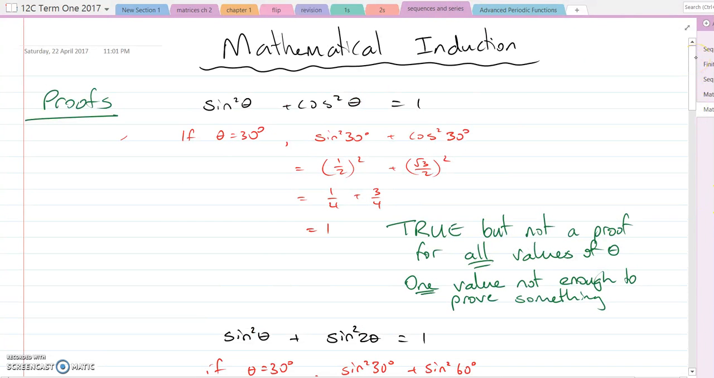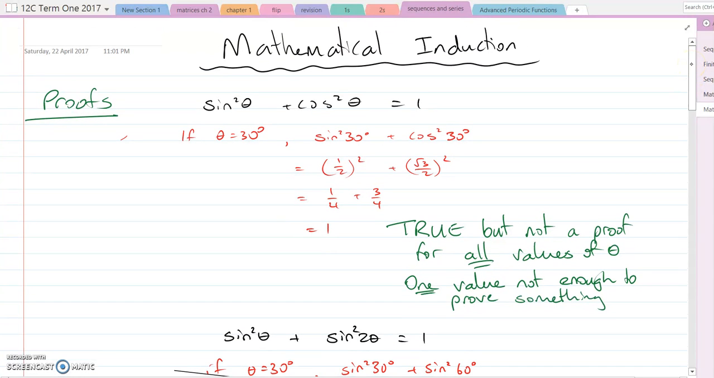Okay, we have the next topic, mathematical induction. This is a way of proving something. Just to start off, I'll go over a little bit about proofs. Don't worry if you're in my class about writing this down for the moment. Just have a listen.